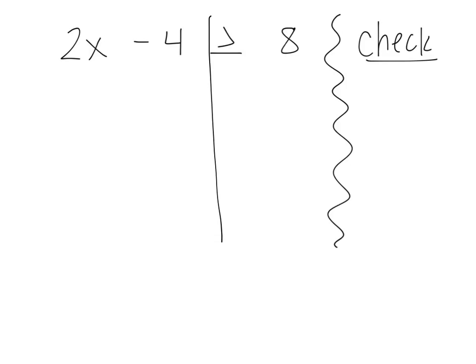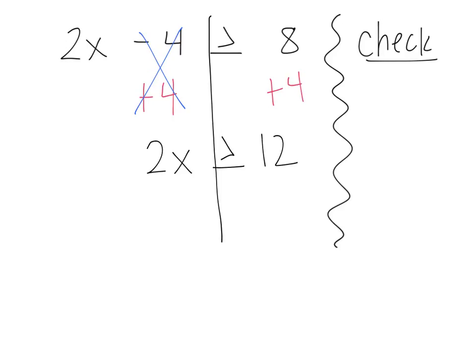So we don't mess with the 2x, we mess with the minus 4. Remember to undo that. We add 4. Whatever we do to one side, we do to the other. The negative 4 and positive 4 cancel each other out. 2x is brought down, greater than or equal to is brought down, and 8 plus 4 is 12.